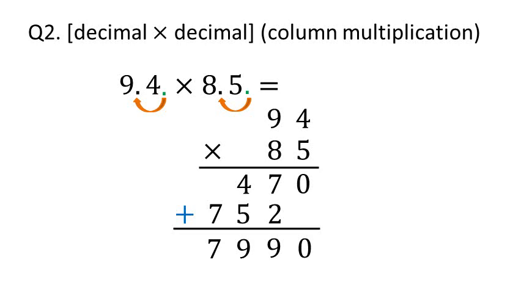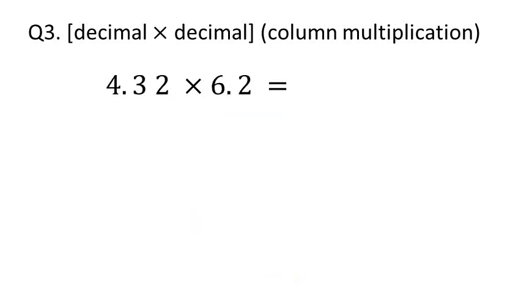Now we can place the decimal point at the right end of 7,990. Then we need to move the decimal point 2 places to the left. So the answer is 79.90. We can eliminate the 0, so the final answer is 79.9. Let's try one more question.